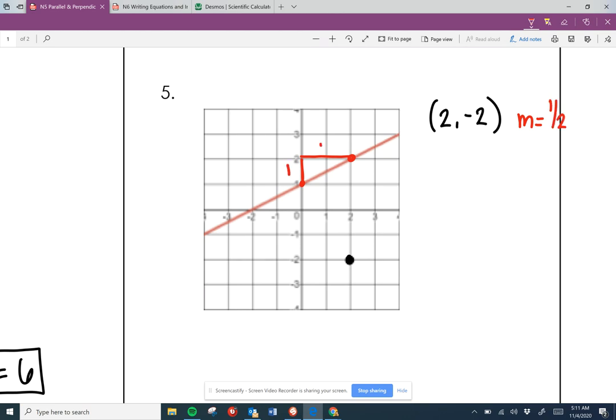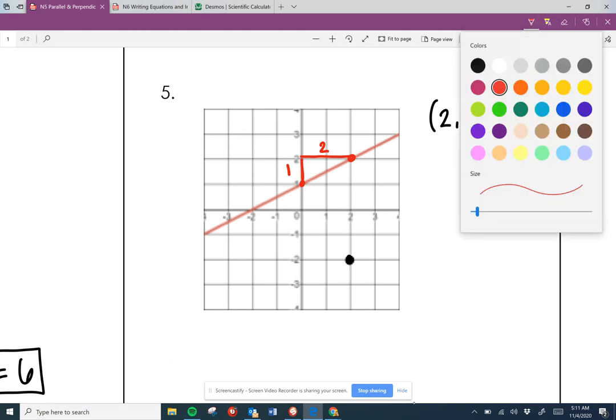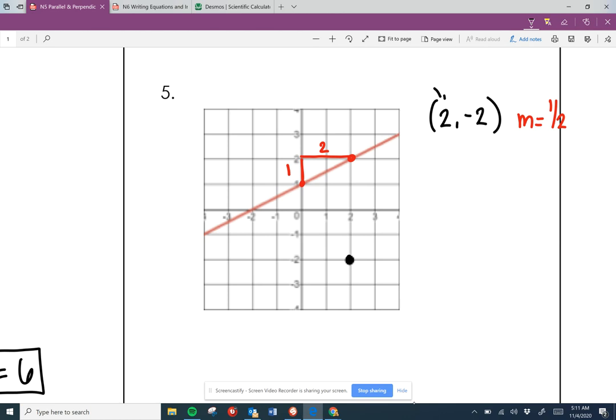So I'm going to use my point slope formula because that's what I have. And I can fill those in. Y plus 2 equals 1/2 times x minus 2.